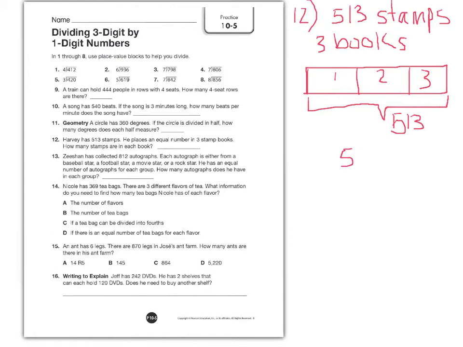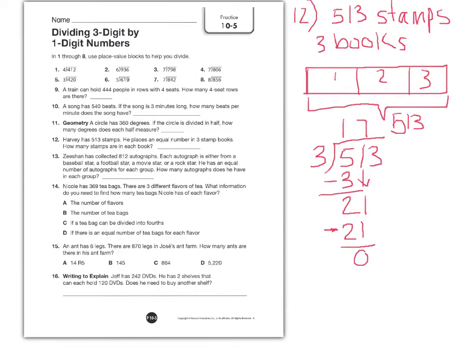So 513 divided by 3. You're going to ask yourself, how many 3's are in 5? There is 1. 1 times 3 is 3. 5 minus 3 is 2. Bring that 1 down. How many 3's are in 21? This goes in perfectly. There are 7. 7 times 3 is 21, which 21 minus 21, of course, is 0. Then you're going to bring down that next digit, which is a 3. And you're going to find out how many 3's are in 3.